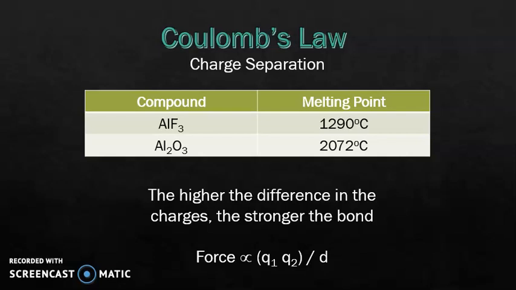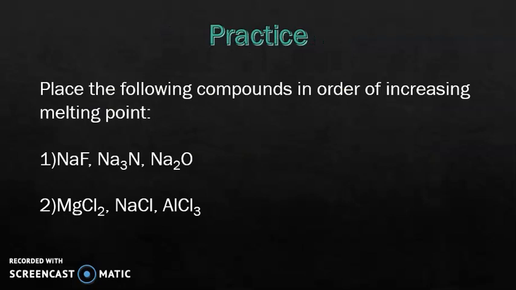Now, before we leave this section, I think it's important that we practice. So I have two sets of compounds, three of them all together, and I would like you to try and put them in order of increasing melting point. So the first compound would be the one with the lowest melting point. It takes the least amount of energy to get it to melt. And the last compound would be the compound that takes the most amount of energy, highest temperature, to melt. Push pause, and when we resume, you'll see the answers.